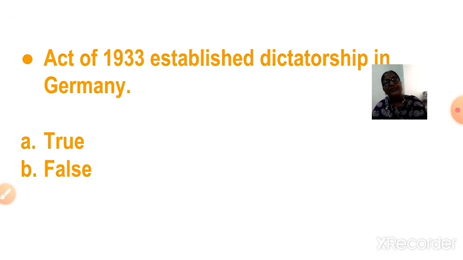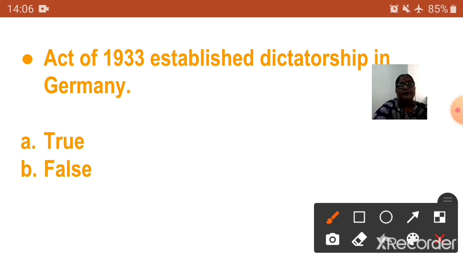Act of 1933 established dictatorship in Germany. Is it a true statement? Is it a false statement? Absolutely right. It is a false statement. Then what is the right answer? Yes, the right answer is the Enabling Act established dictatorship in Germany.